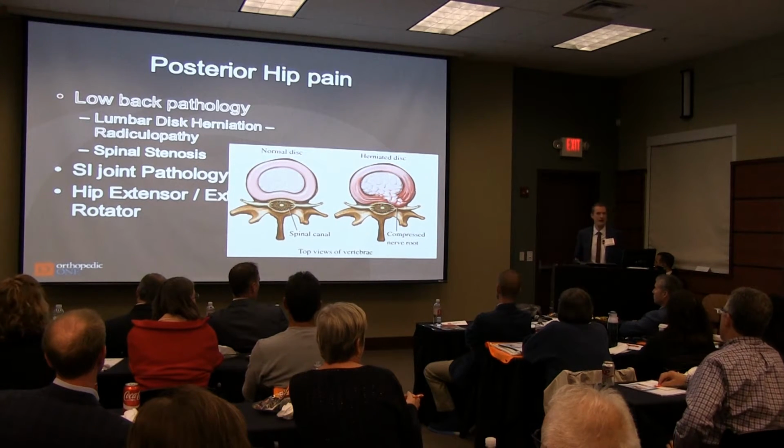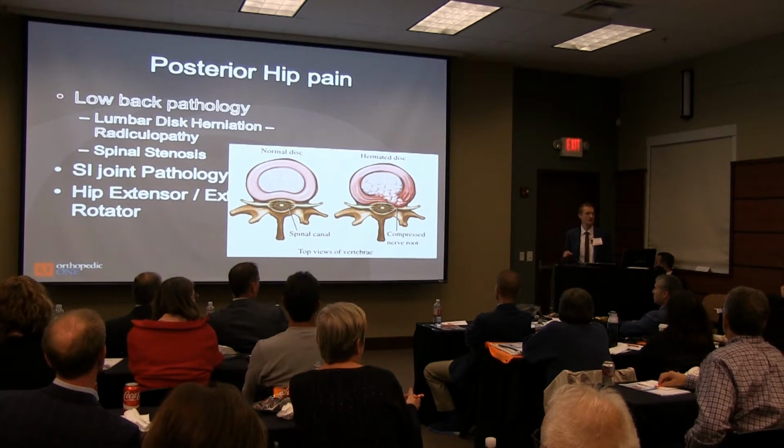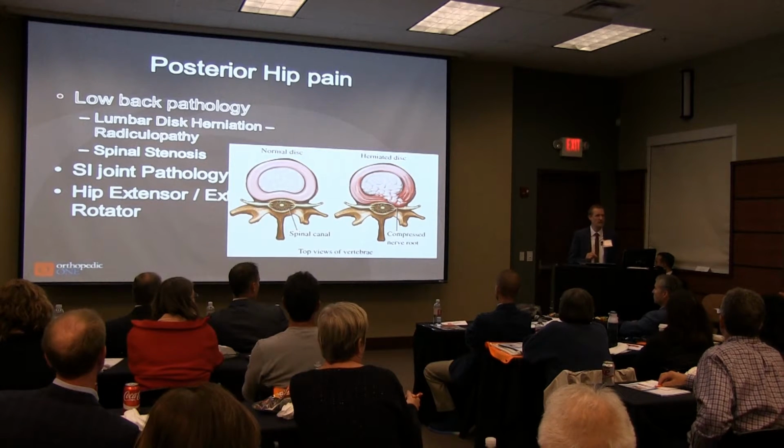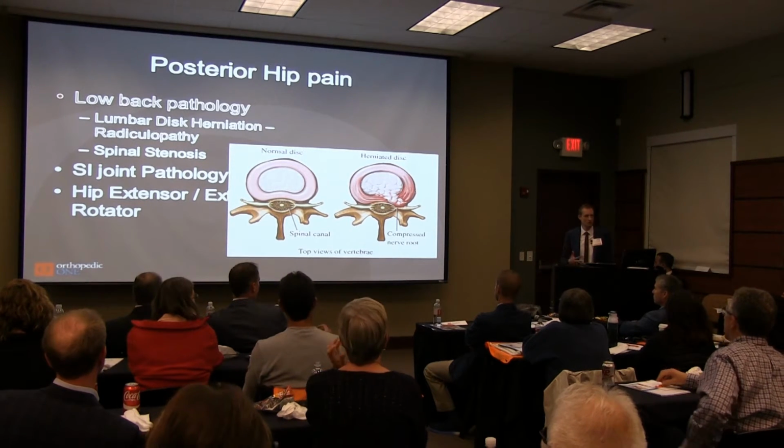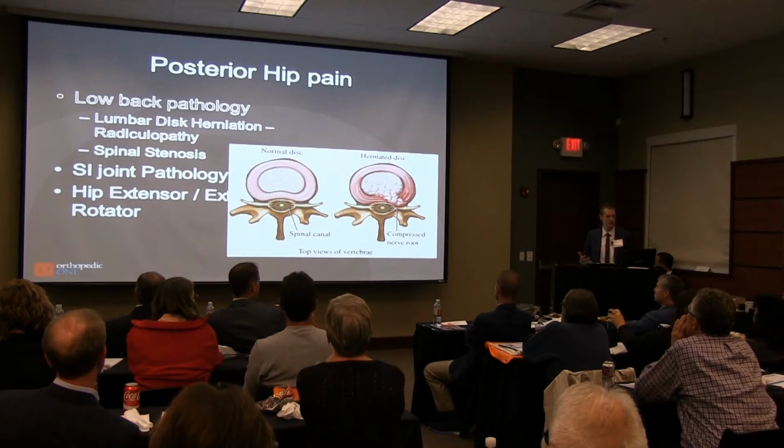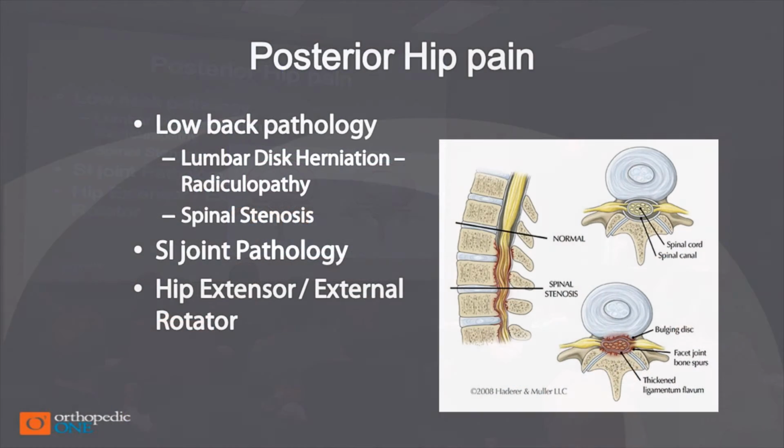When something radiates past the knee, that's a good indication that you're not solely dealing with the hip and it's more related to some kind of nerve impingement, oftentimes from the back. Those patients with radiculopathy at L4 to S1 oftentimes will have a positive straight leg raise test, and it's been documented that up to about 60% of patients will have a positive straight leg raise test with a radiculopathy.